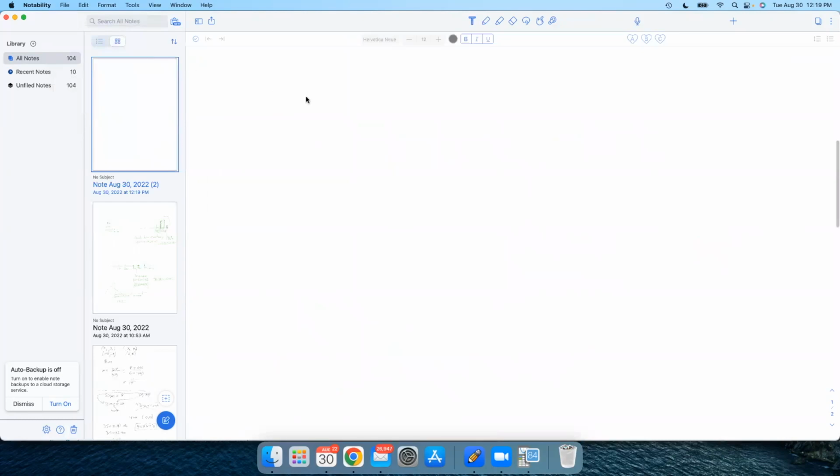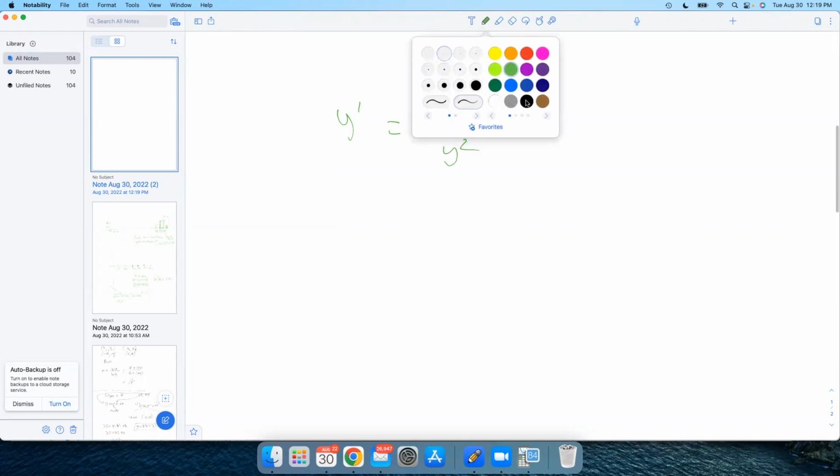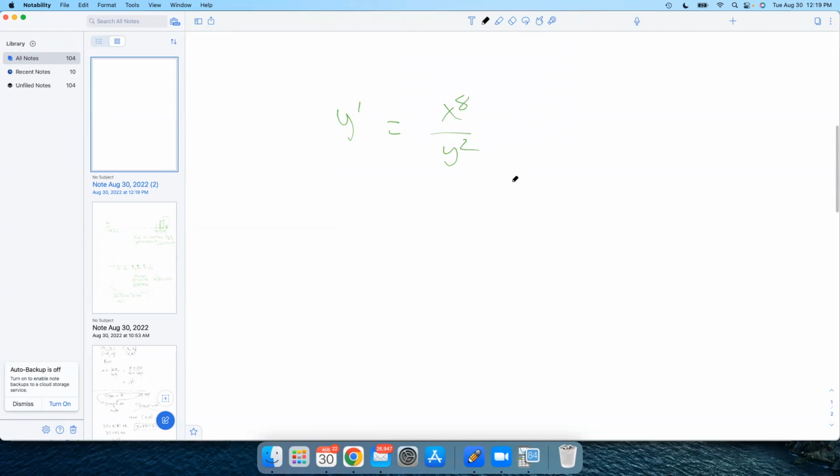Okay, so maybe we'll do some separable DEs. Oh, I don't know. Maybe we have y prime equals x to the 8th over y squared. This is a separable DE. I can look at it and tell it's separable because I have a lot of experience with these. You might not be able to immediately look at DEs and tell when they're separable, but separable means it's possible to get all the y's on one side and all x's, or whatever your variables are, on the other.